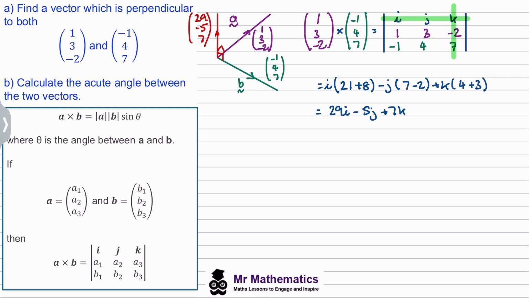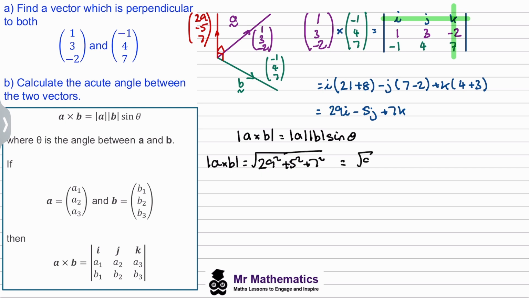Then for part B, calculate the acute angle between the two vectors. So to find the acute angle, we need to find the magnitude of A crossed with B, which means we need to find the magnitude of this. And this will be the square root of 29 squared plus the 5 squared plus the 7 squared, which gives us root 915. So I'll substitute this back into here.